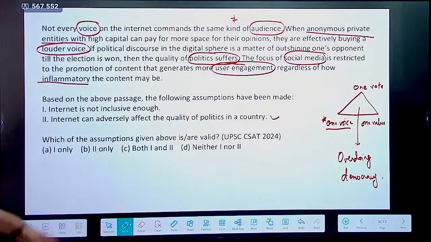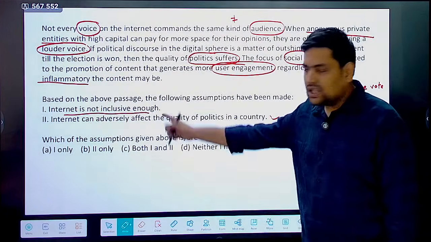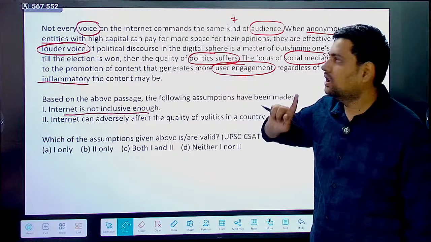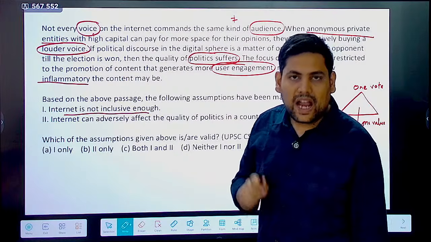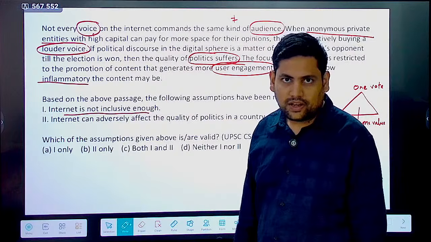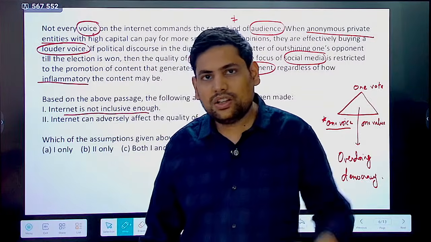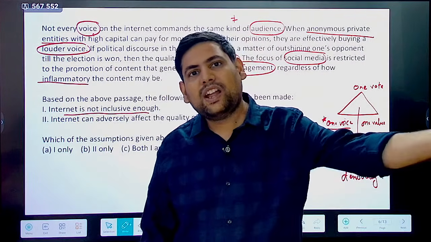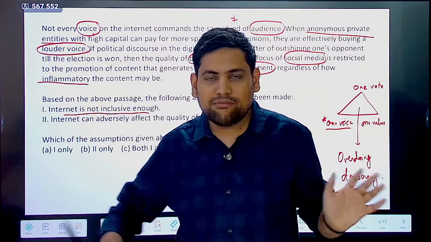Now, first, internet is not inclusive enough. What do you think? Is this correct or incorrect according to the passage? This is not explicitly mentioned, but it does talk about every voice not having the same audience. Having the same voice is also intrinsic to inclusiveness. Understood? For example, let's say I say that we'll have a meeting in which all the faculties will be there, and let's say I pick Shweta. So Shweta is representing the students, she'll be also there. So I bring all of you.